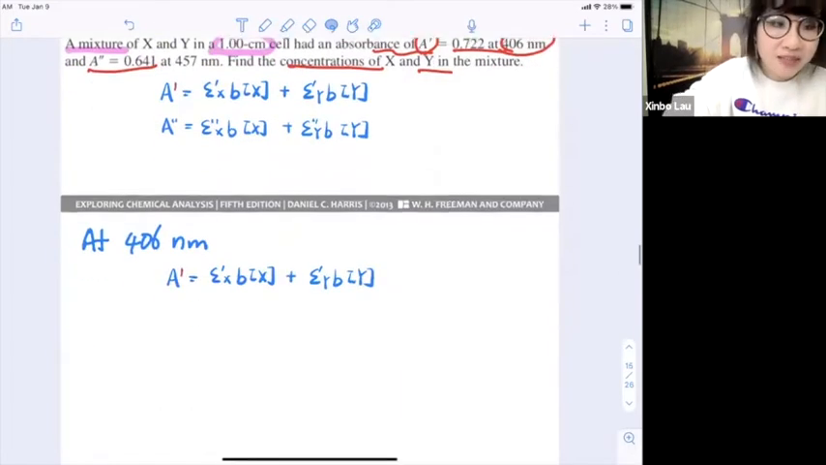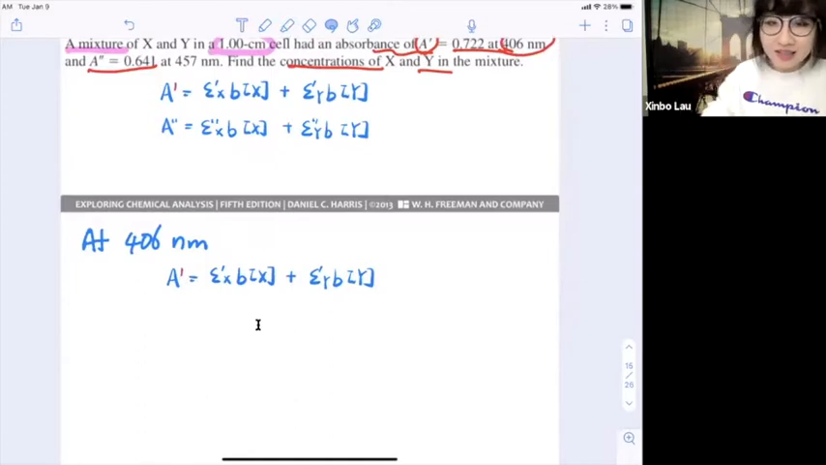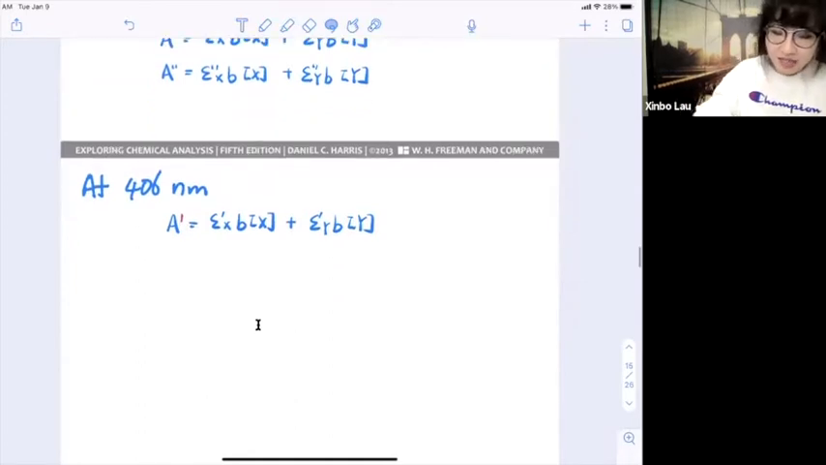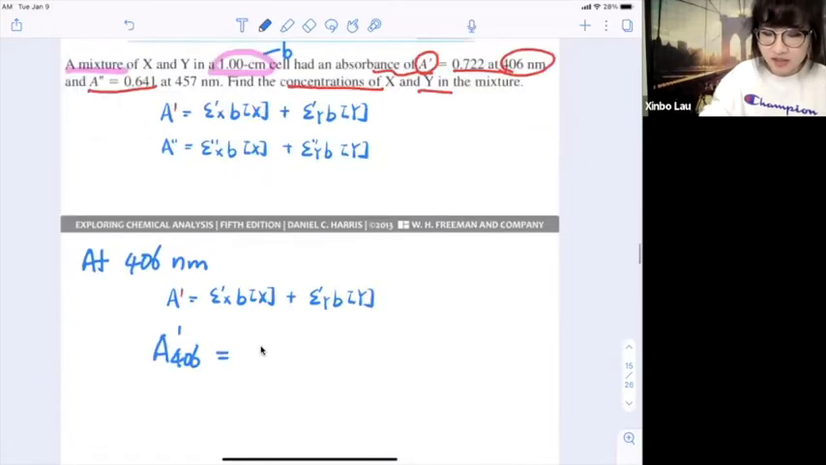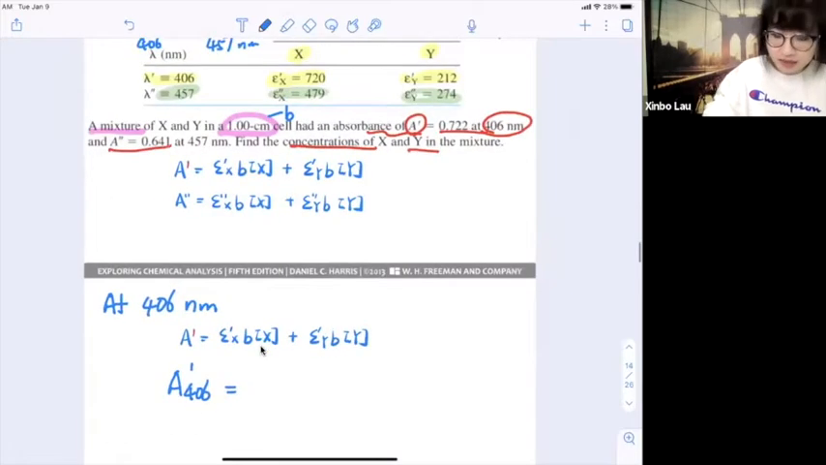Let's plug in the values. Do you know which values we're supposed to plug in at this moment? If I say A prime, I'm going to give it its subscript, right? So A prime at 406, what's the epsilon for X? Look into the table. For X, what should that value be? It's supposed to be 720. I have a similar question on the exam, so please practice, so you already get this done and don't have to use more time later.